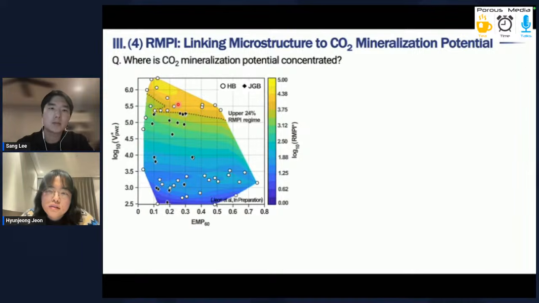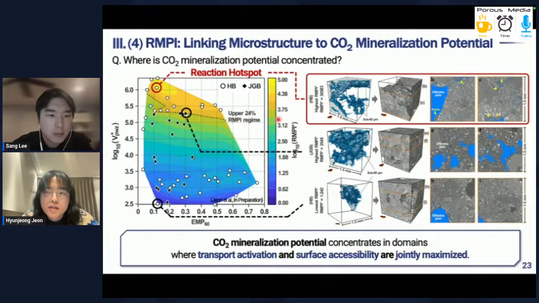Then we examined what these hotspot regions actually look like in terms of their physical architecture. Our analysis reveals that domains with high RMPI values possess complex multi-scale pore structures. In these regions, large flow channels or vesicles are densely interconnected with surrounding micropore networks, as you can see here. These hotspots represent the microenvironments where transport activation and surface accessibility are jointly maximized.